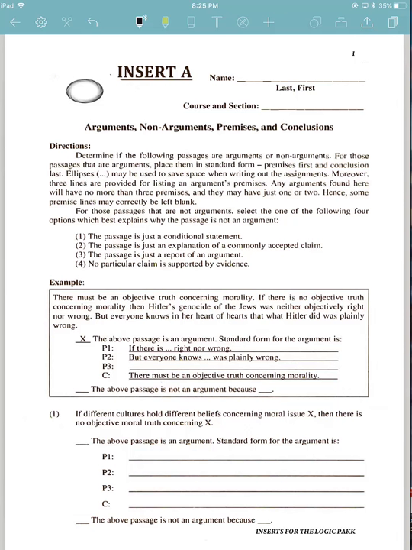Welcome back, everybody. This is actually part two. So let's go ahead here and put part two. Okay, part two. And this is part two to insert A.